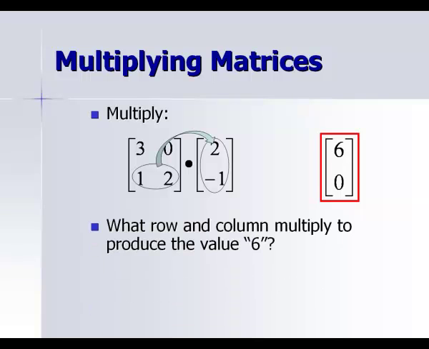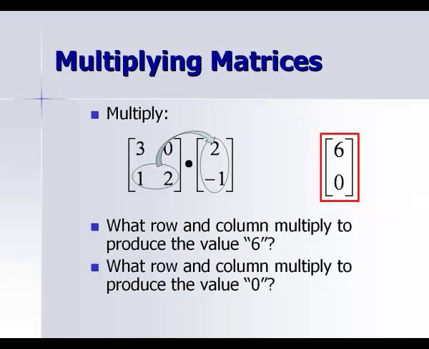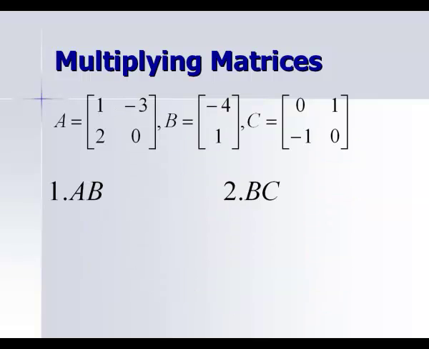What row and column did we multiply to get the product of the value of 6? And that was the first row and first column. What row and column did we multiply to get the value of 0? That was the second row and first column. Okay, you go try these. Pause the video until you're ready to go through them.